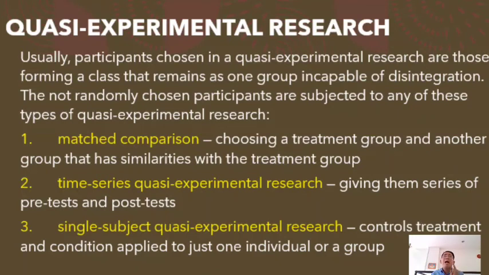Number one, matched comparison, choosing a treatment group and another group that has similarities with the treatment group. Number two, time series quasi-experimental research, giving them series of pre-test and post-test. Then number three, single subject quasi-experimental research, or controls, treatment and conditions applied to just one individual or a group. So those are some types of quasi-experimental research.